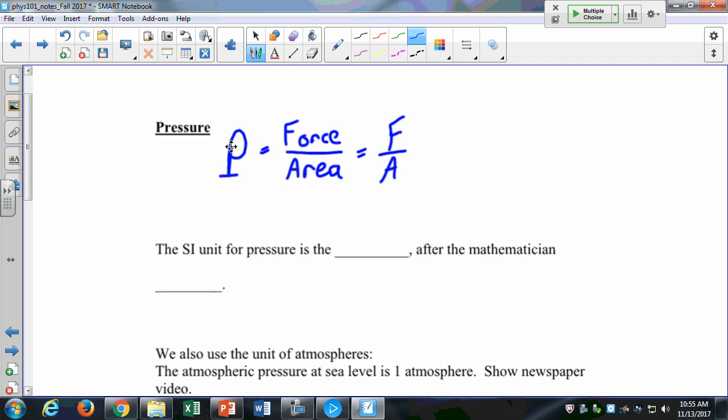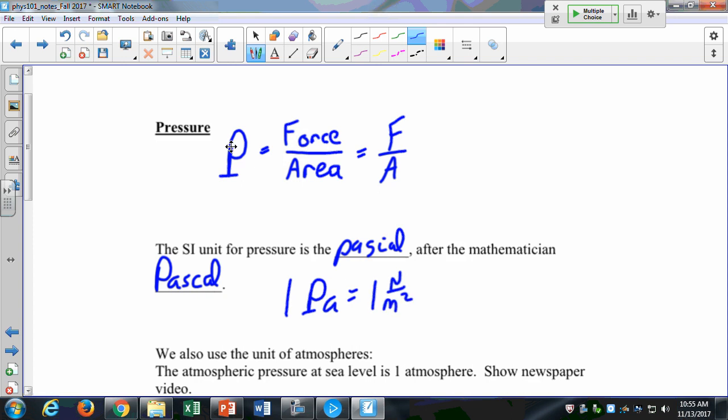The SI unit for pressure is the Pascal, named after the mathematician, philosopher, and theologian Blaise Pascal. 1 Pascal is equivalent to 1 Newton per square meter, because it is a force per unit area after all.